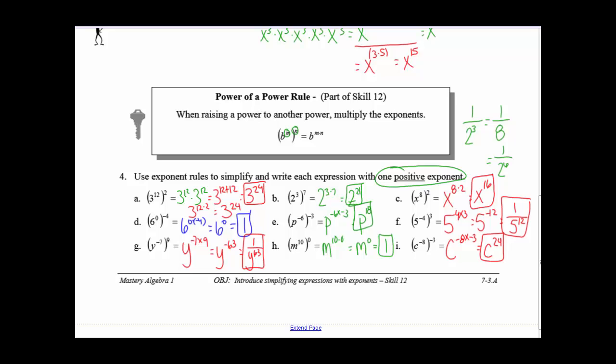So E, you should have gotten p to the positive 18th. Remember, negative 6 times negative 3 will give us a positive 18. H, m to the 0, we want to make sure to simplify to 1. C, should have gotten x to the 16th. F, when we simplified all the way, we should have 1 over 5 to the 12th. And I, we should have gotten c to the 24th power.